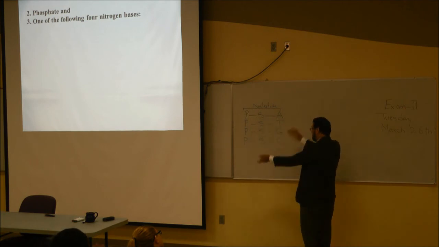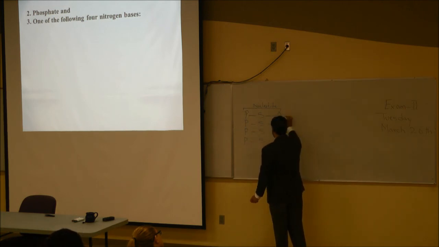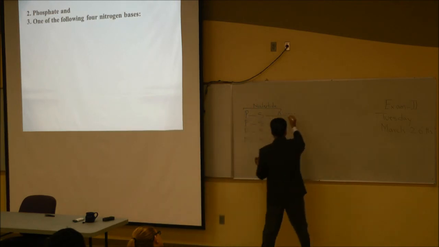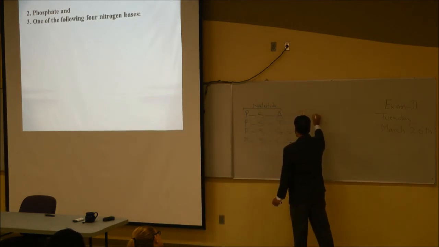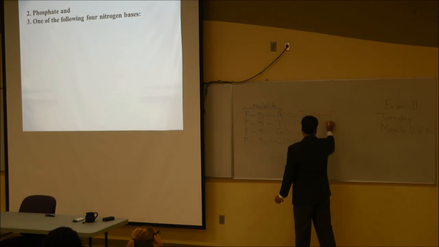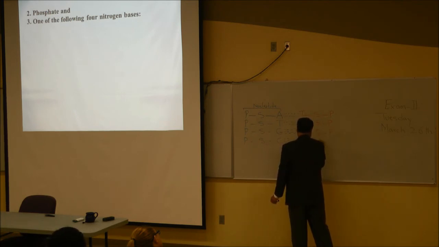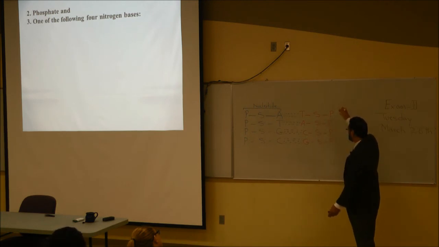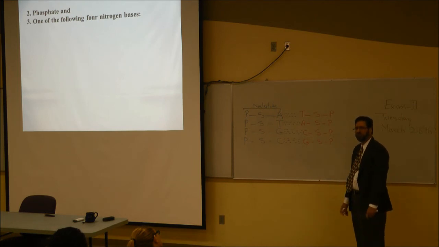If this is one strand, in the complementary strand, A and T always have two hydrogen bonds. G and C always have three hydrogen bonds. A with T, T is connected with sugar, and then phosphate. T with A, sugar, phosphate. C, sugar, phosphate. G, sugar, phosphate. That's your molecule of DNA, a polymer of nucleotide. Millions of molecules of nucleotide, nucleotide, nucleotide. Okay?